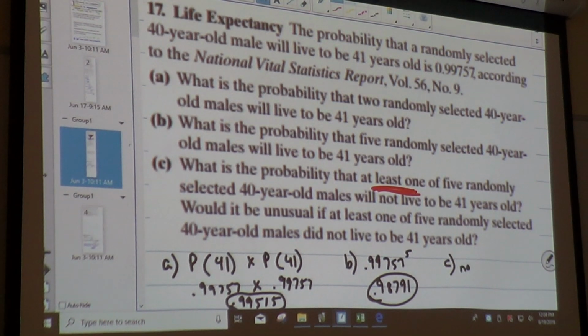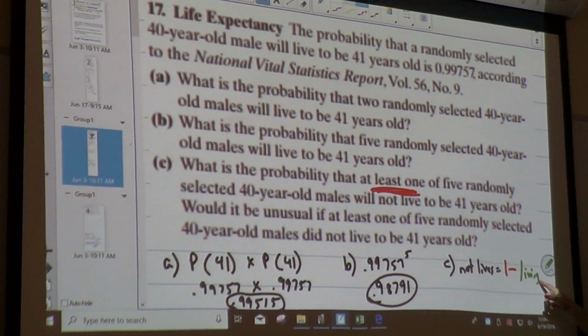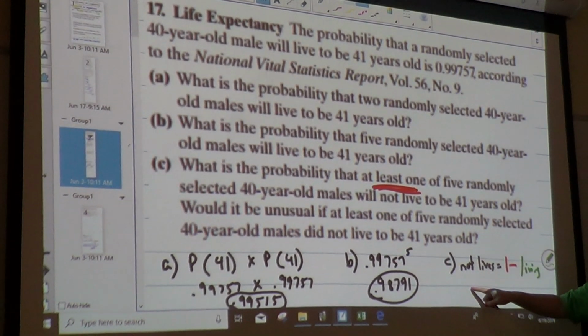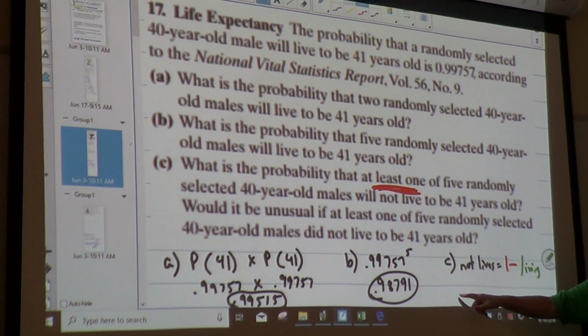So, the not lives are going to be 1 minus 0.99757 987, the living. 1 minus the living's going to give me the not livings. 1 minus the pregnants are going to give me the not pregnants.